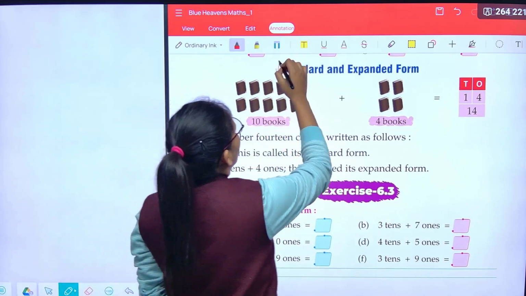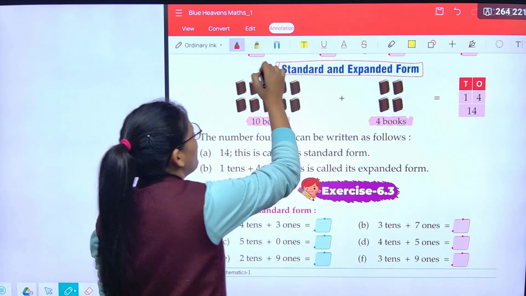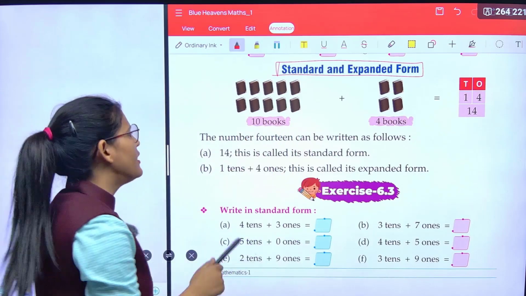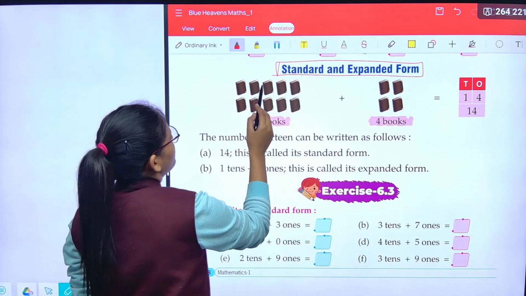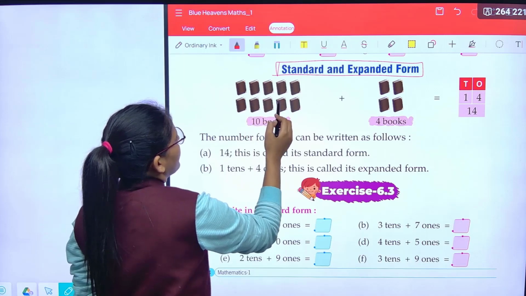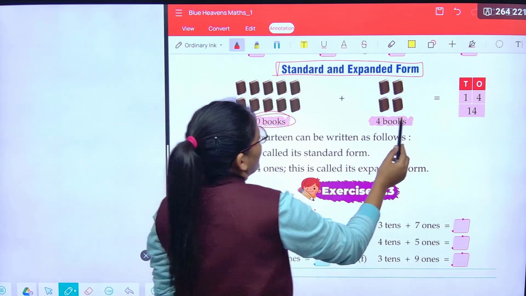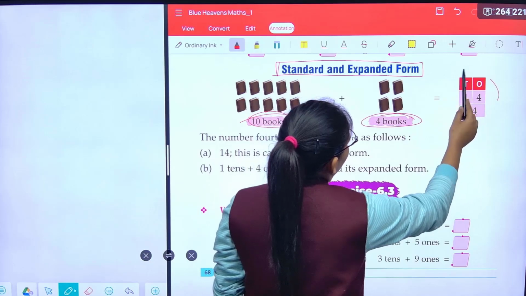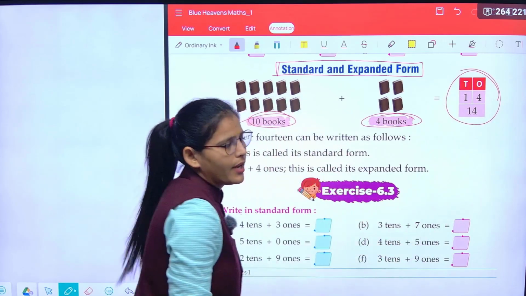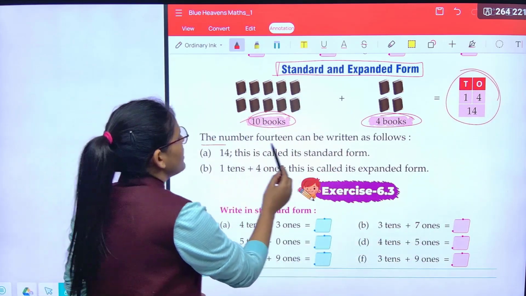Now class, come on, standard and expanded form. It is 1, 2, 3, 4, 5, 6, 7, 8, 9, 10. 10 books are there. Now 4 books. It is 1, 4, 14.